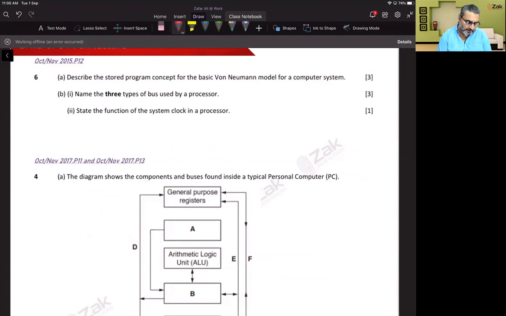Number 6B, 1. Name the 3 types of the buses used by the system processor: control bus, data bus, and address bus. And state the function of the system clock in the processor. It generates timing signals which synchronizes the fetch, decode, execute cycle steps.